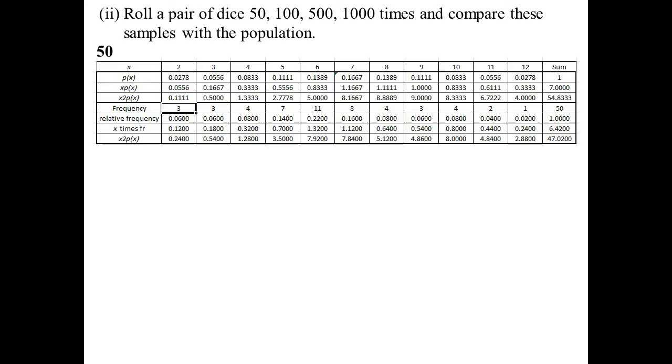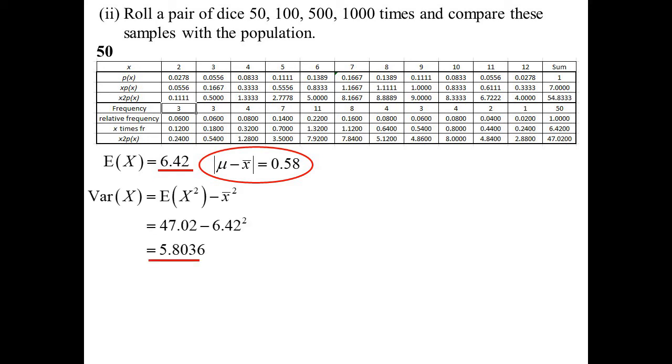We're now going to do a simulation where we roll 50, then 100, 500, and 1,000 times to see how that compares. Here's my experiment where I did 50. I've got the population above it so we can compare. How close did I get? For my random sample, I got an expected value of 6.42, so the difference there is 0.58. And my variance, 5.8036, which means the deviations are really close, actually, with a difference of 0.0061.